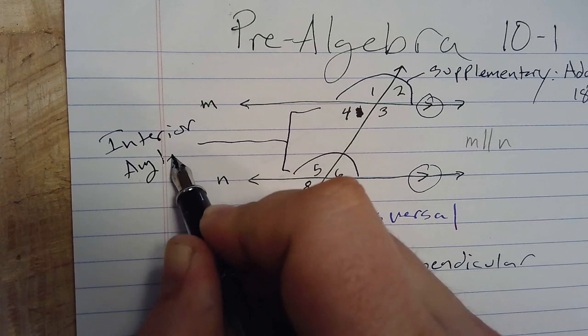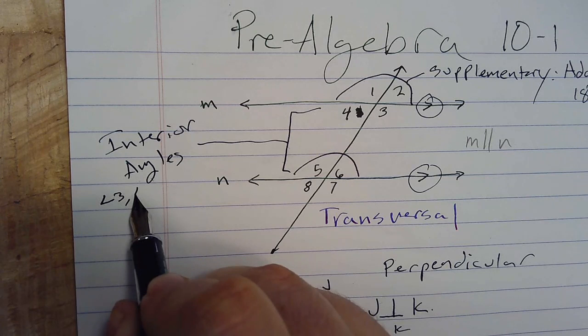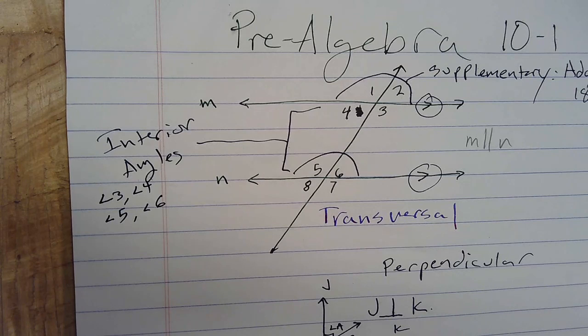That means, you guessed it, the other angles over here, so that's just for those of you keeping track at home, angle 3, angle 4, angle 5, and angle 6. That means that the other angles, 1, 2, 8, and 7, are all exterior angles.